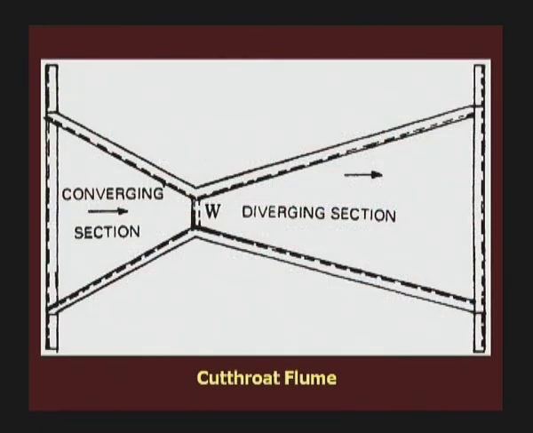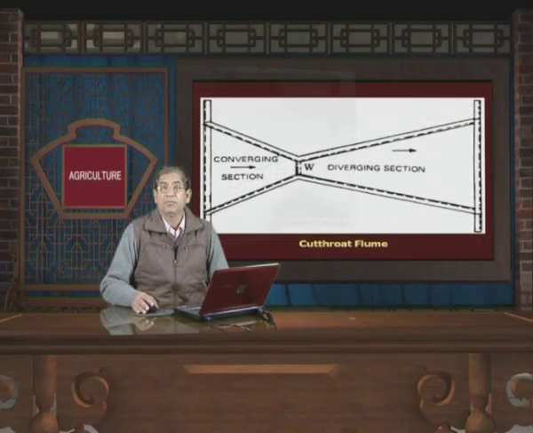This is the view of cut throat flume. Here there are only two sections, converging section and diverging section, and the neck is between these two sections. The width of the neck is important. When the depth of upstream flow is equal to the width of the neck, then it is free flow. But when the depth of the water in diverging section becomes more than the width of the neck, then the flow is submerged. And under submerged flow conditions, again two measurements are required, HA measurement and HB measurement.